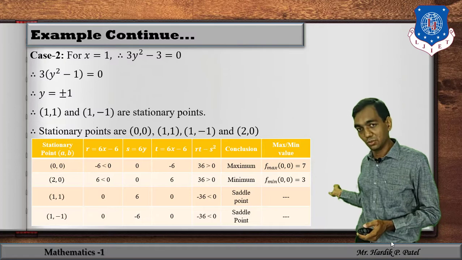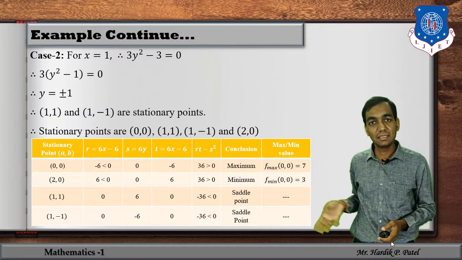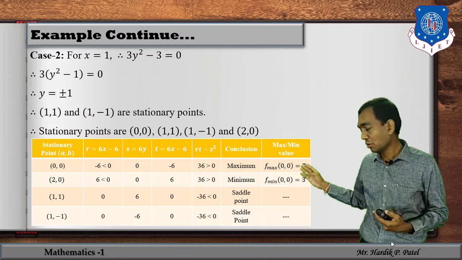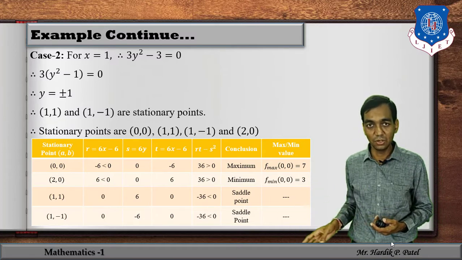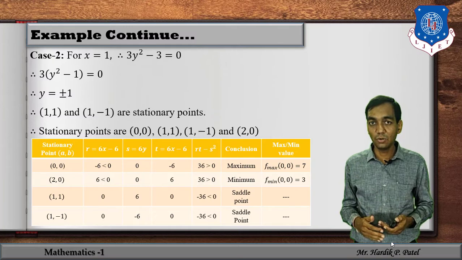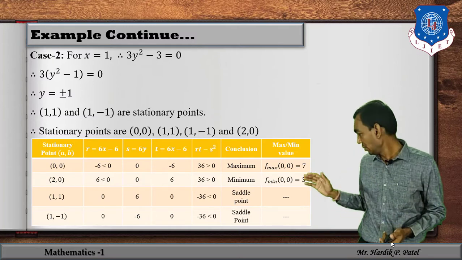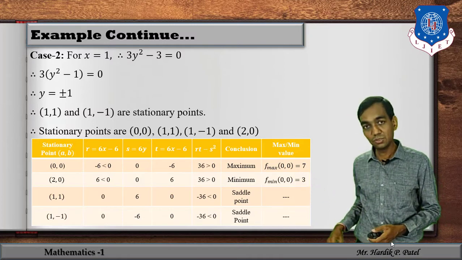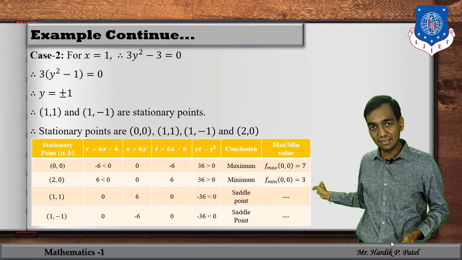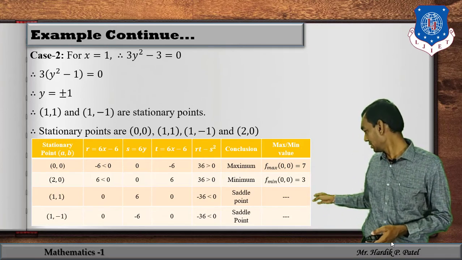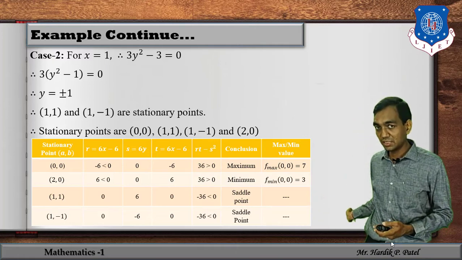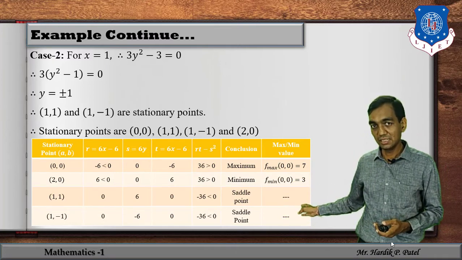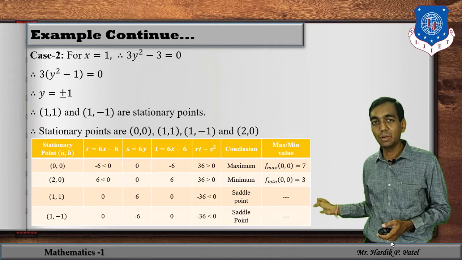Now 36 is greater than 0. If rt minus s square is greater than 0, then we are going to check whether r is greater than 0 or less than 0. Here your r is less than 0, it has a negative value. That means your function has a maximum value at this point 0 comma 0. In the same manner for point 2 comma 0, we substitute the values, then we will have r is equal to 6, s is 0, t is equal to 6, so rt minus s square will be 36. Again rt minus s square is positive, so we check whether r is positive or negative. Here r is positive because it is 6, and that's why your function is minimum at this point.